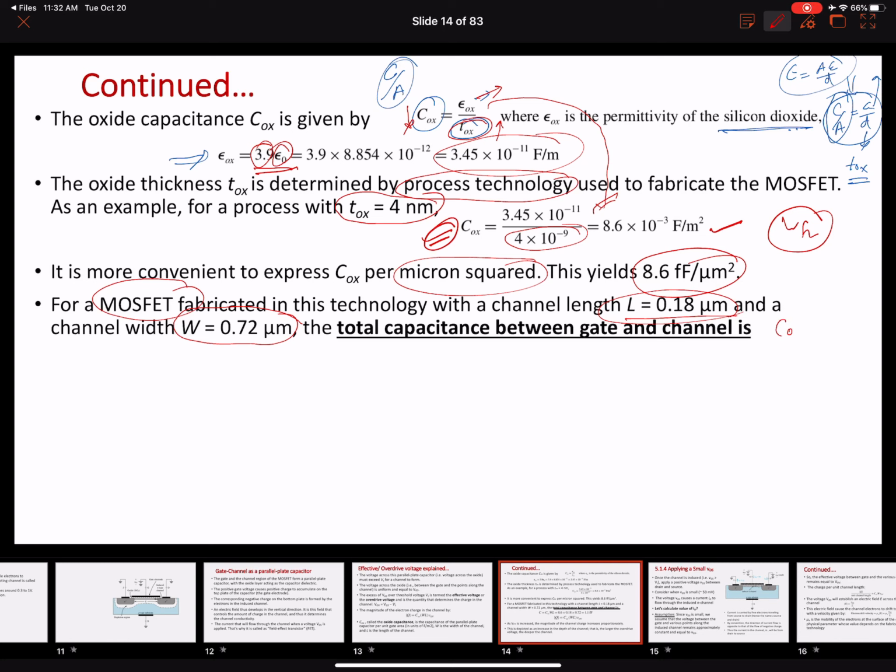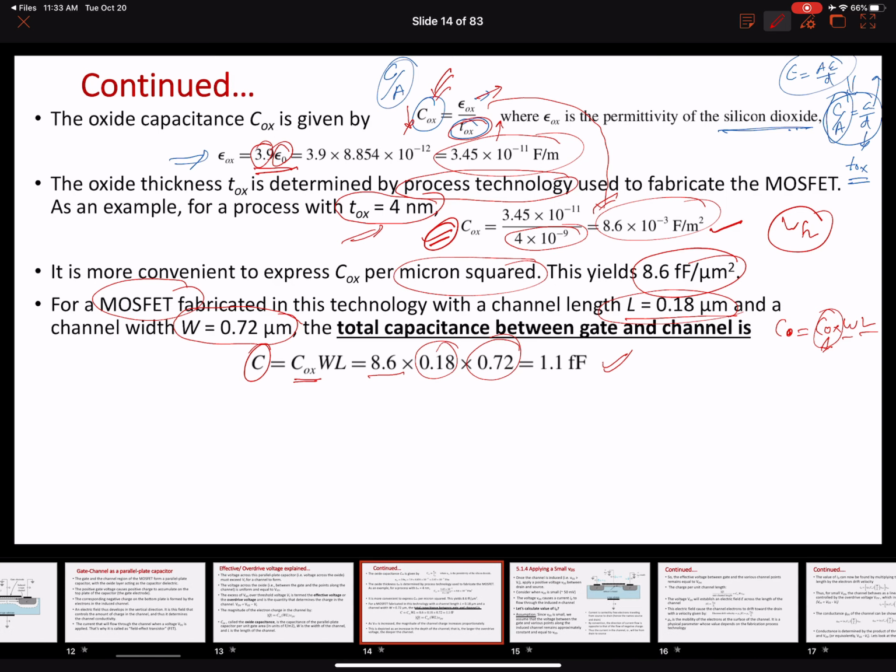We know that the total C was Cox into W times L, because this Cox was per unit area. So if we multiply Cox with the width and the length, we can determine the total capacitance between the gate and the channel. Again, Cox can be determined using the equation on the top: epsilon ox, which you can assume to be silicon dioxide, and the thickness of the oxide layer, which is 4 nanometers over here. Then the length and width of the channel give the total capacitance between the gate and the channel.